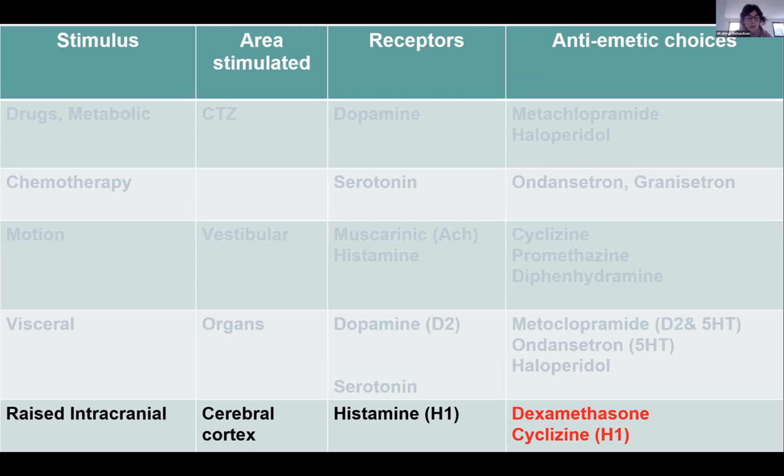And raised intracranial pressure can also cause nausea and vomiting. So this is for patients with, it may be a brain tumor, it may be raised intracranial pressure from TB meningitis or cryptococcus or other cause of raised intracerebral pressure. Then the medication of choice is one of the antihistamines. Okay, so cyclizine if you have it, if not promethazine. And we use dexamethasone as well to reduce some of the cerebral edema, which helps with nausea and vomiting too.